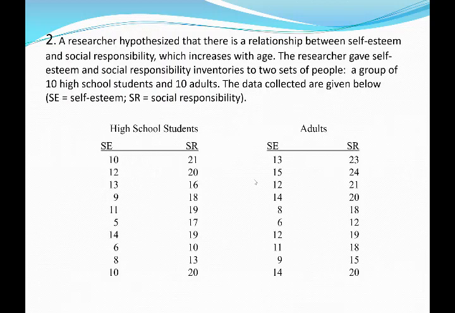In question 2, it says, a researcher hypothesized that there is a relationship between self-esteem and social responsibility, which increases with age. The researcher gave self-esteem and social responsibility inventories to 2 sets of people, a group of 10 high school students and 10 adults. The data collected are given below, SE for self-esteem and SR for social responsibility. So we have some data for high school students and some data for adults.